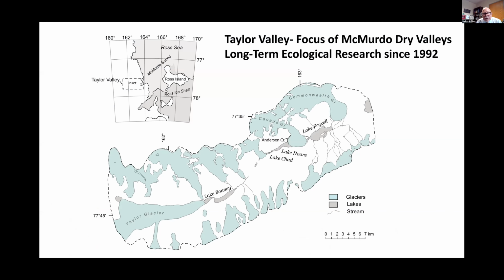So I'm not going to spend much on this slide because Mike did a great job in presenting not only the information on the McMurdo Dry Valleys, but particularly on Taylor Valley and the climate history. So I was part of the long-term ecological research site group that have been studying the McMurdo Dry Valleys, particularly Taylor Valley, since 1992. And what I'll just point out to you is this map of Taylor Valley.